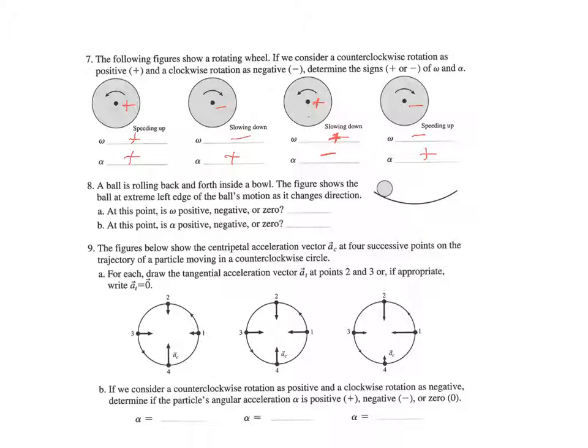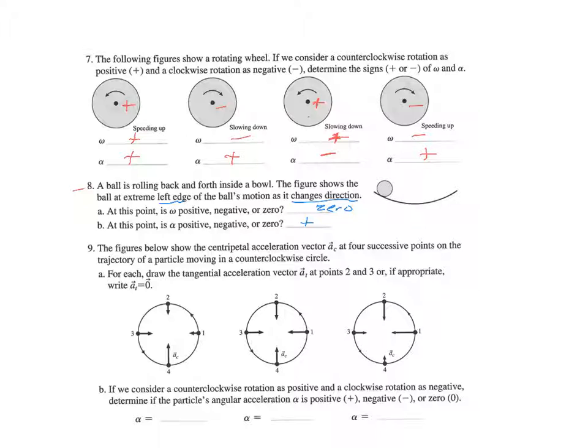A ball is rolling back and forth inside a bowl. The figure shows the ball at extreme left edge while it changes direction. At this point is angular velocity positive, negative, or 0? It says it's at the extreme left edge as it changes direction, the velocity would be 0. Is the acceleration positive, negative, or 0? Well, it's going to change direction, and it's going to roll back towards the right, which would be clockwise, and it's going to speed up, so it would be positive.